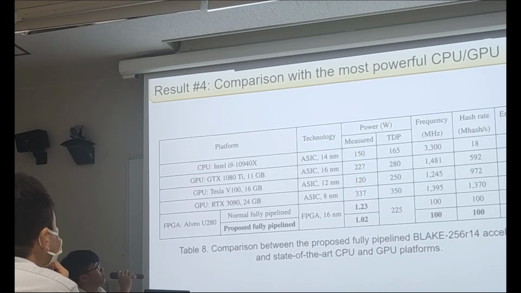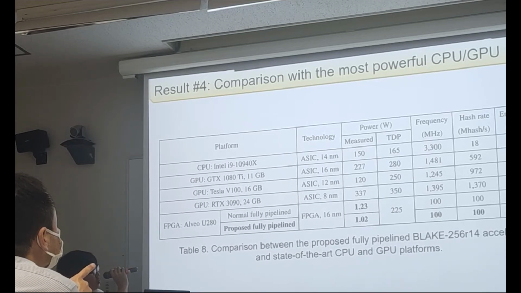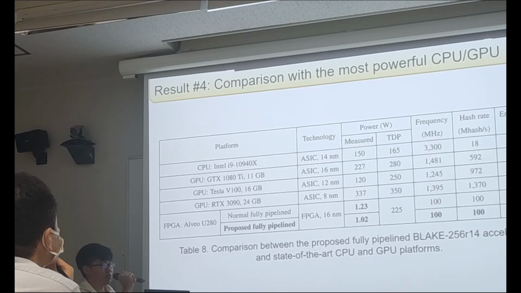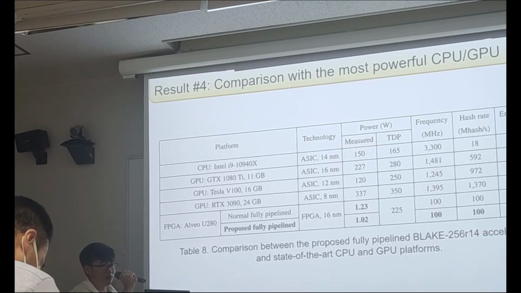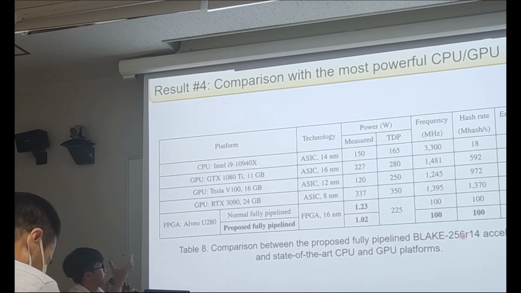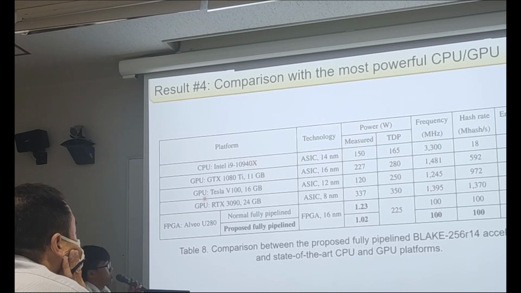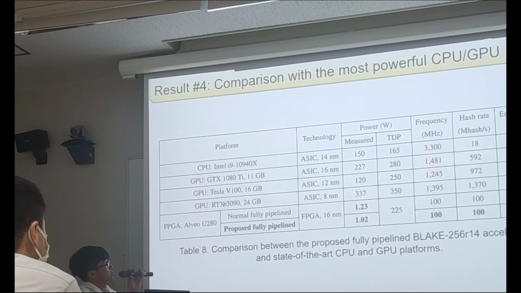Now, in the final one, we compare it with the most powerful CPU or GPU. Why do I have to compare with the CPU or GPU here? The reason is the CPU or GPU is the main hardware platform used for blockchain mining. And as I mentioned, for fair comparison, for this kind of CPU or GPU, I use the open source from the internet, developed by a blockchain mining company for running the BLAKE algorithm.